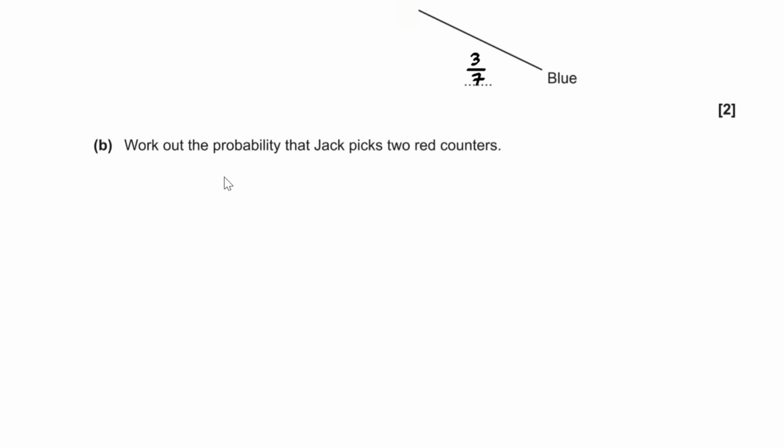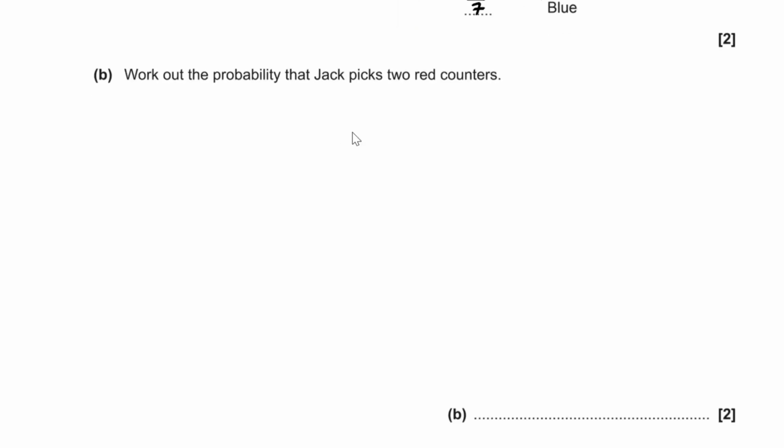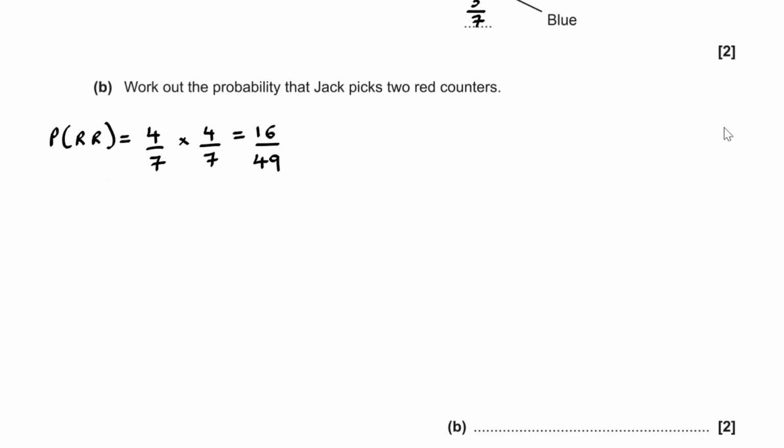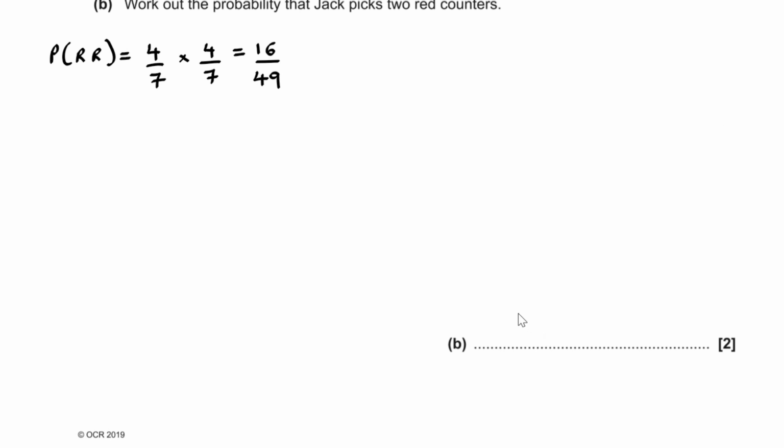And now for part B, we have to work out the probability that Jack picks 2 red counters. Well, we're working out the probability that he gets a red twice. So we've got here 4/7 times 4/7. It turns out here we get 16 over 49. So therefore the probability of picking 2 red counters is 16 over 49.